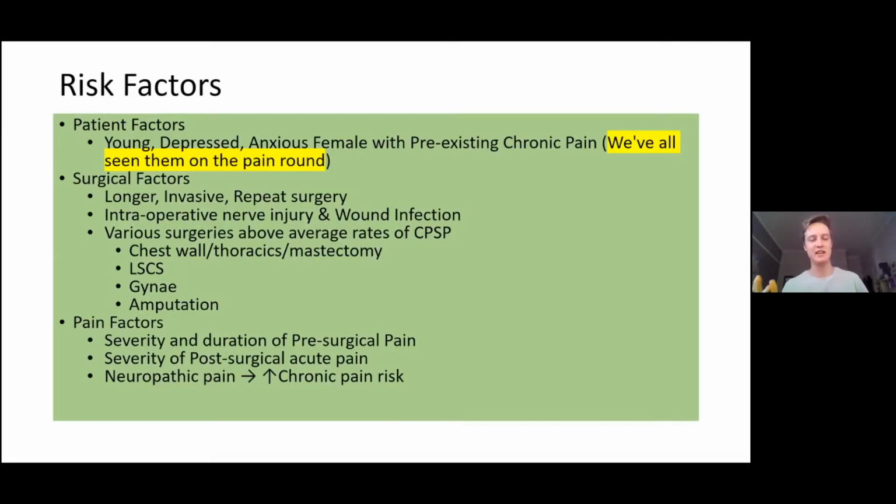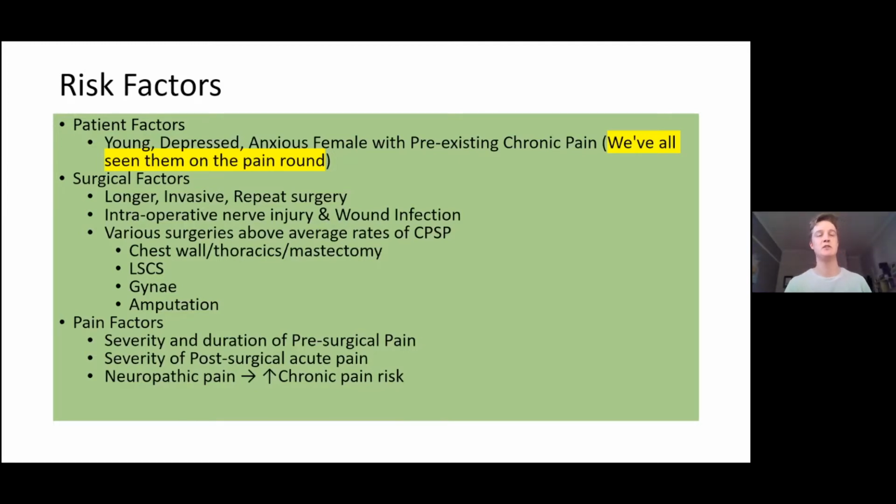Patient factors, just think of what your usual pain round chronic pain patient looks like. They're usually a young, depressed, anxious woman who's had chronic pain before and now they've got something else going on. And that's a big generalization, but it's going to help you remember what to write down for some good dot points here. In terms of the surgical factors, so generally bigger, more invasive surgery, an open cholecystectomy versus a lap chole has a much higher rate of chronic pain developing. Intraoperative nerve injury, wound infections, there are various risks.